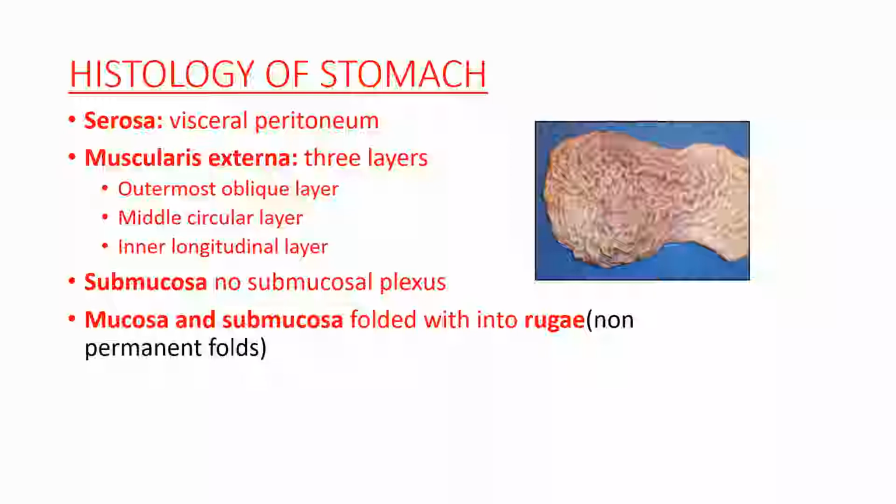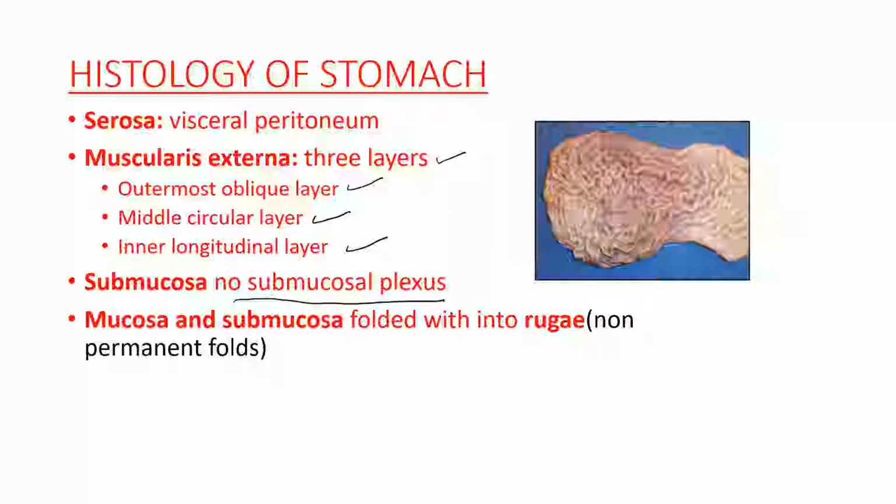The serosa of the stomach is the visceral peritoneum. Remember that the external muscularis externa of the stomach has 3 layers as opposed to 2 in other organs of the GI tract. The 3 layers will be the oblique layer, the middle circular layer, and the inner longitudinal layer. Remember that the stomach has no submucosal plexus.